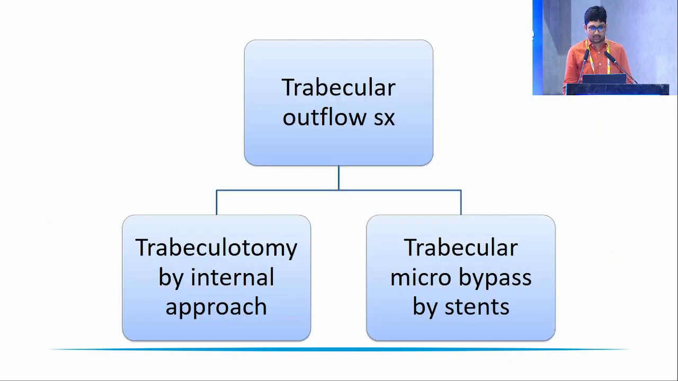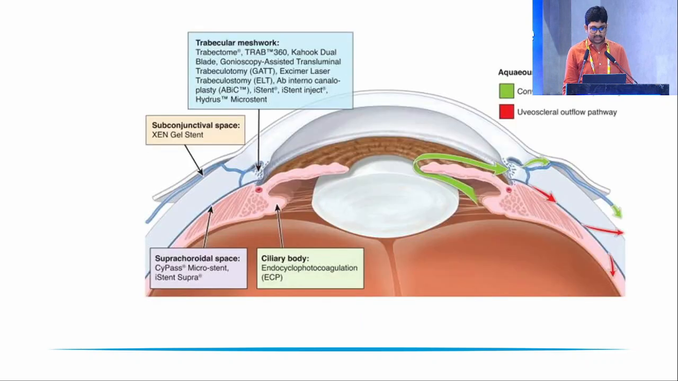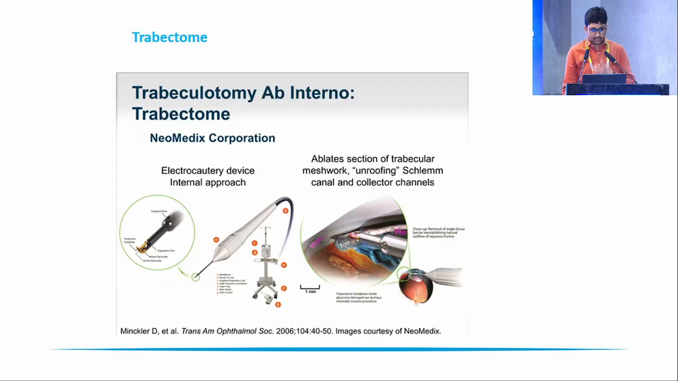So trabecular outflow surgery can be done by an internal approach like the trabectome, using the GATT, and by using trabecular microbypass stents like iStent, and you can also use the Xen gel stent. Mainly coming to the trabectome, it's an electrocautery device using the internal approach. It ablates a section of trabecular meshwork, unroofing Schlemm's canal and collector channels.